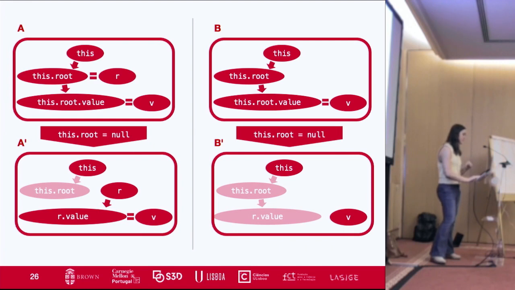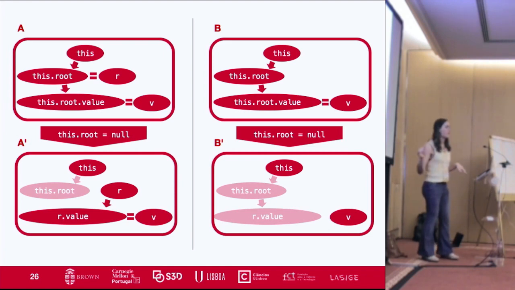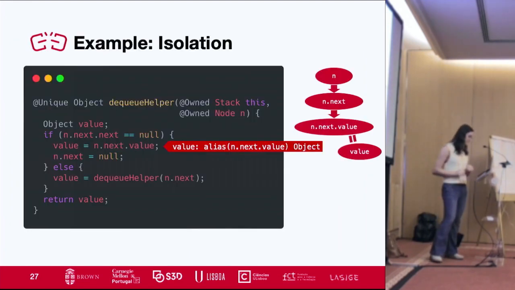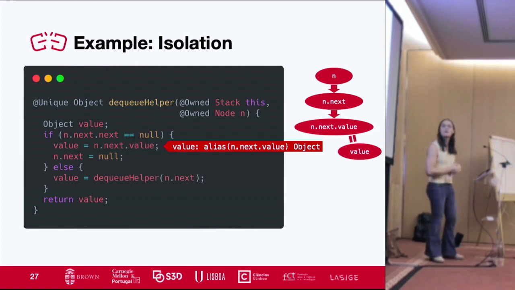But this changes how we annotate it. And then in the right, if we disconnect this .root, but we have no aliases of root, we can assume that the unique values that it contains, or aliases of the unique values, are unique. All right, so here it is in code.